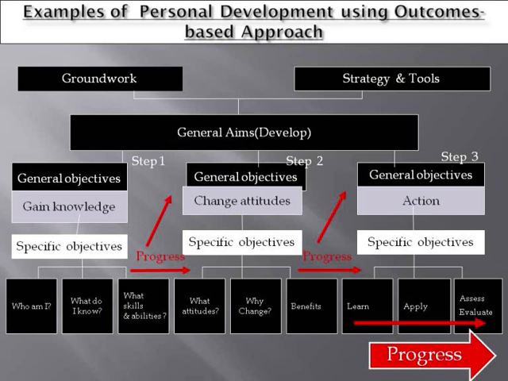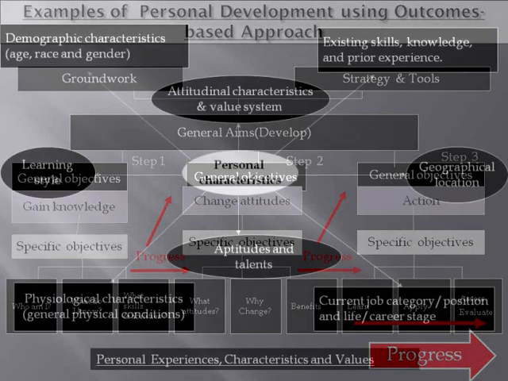Then on the second general objective, I may have specific objectives such as what attitudes do I have, and why do I need to change these attitudes, and what benefits do I get from this changing of attitude. And on the third general objective, where I've mentioned action, the specific objectives may be to learn and then to be able to apply what I've learned and to assess and evaluate whatever I've learned or whatever I've been able to do and see whether it's been successful or not, so that I can improve to the next level next time.